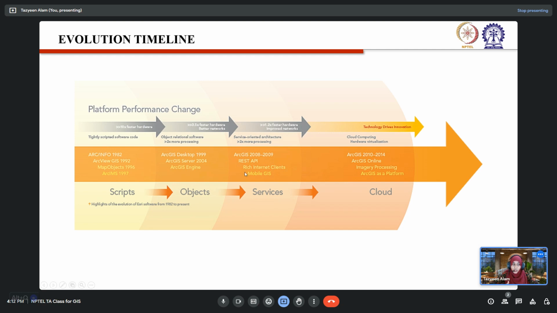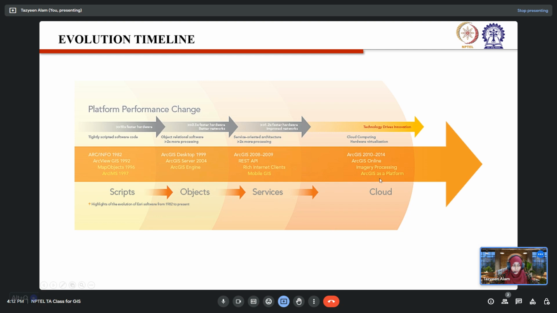We had rich internet clients and mobile GIS was also there. So this service oriented architecture was two times faster in processing, but it required only 1.2 times faster hardware and improved networks. So as long as we are getting more efficient networks, we are requiring less faster hardware, so that the load can be shared by these two efficacies.